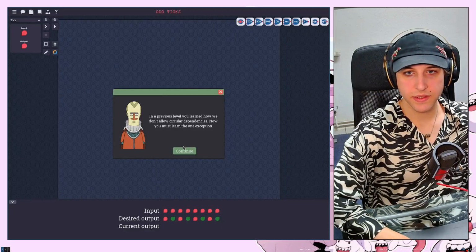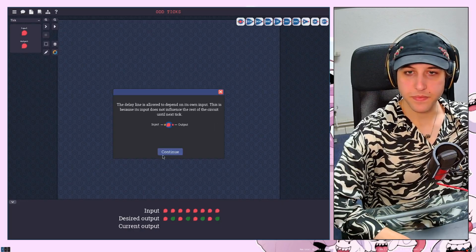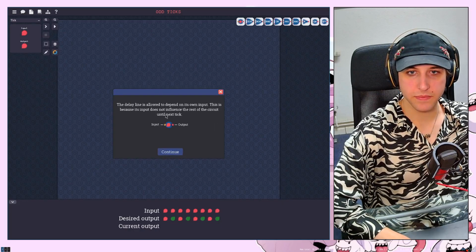Odd ticks. In previous levels you learned how we don't allow circular dependency. Now you must learn the one exception. The delay line is allowed to depend on its own input. This is allowed. This is because its input does not influence the rest of the circuit until next tick.